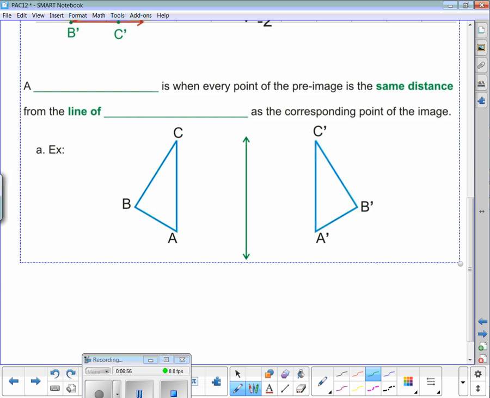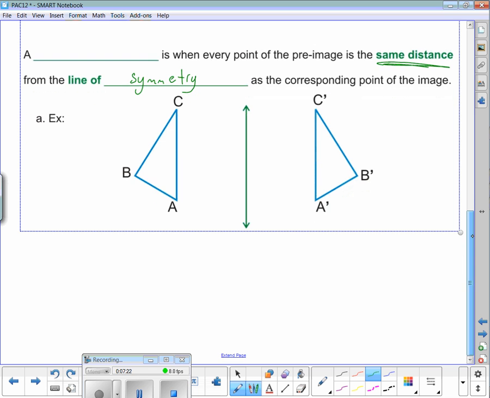All right, I think you know what this next one is. We're going to fill it in a minute, but it's when every point of the pre-image is the same distance from the line of symmetry as the corresponding point of the image. Okay, so look below. We'll fill in the word in a moment here.